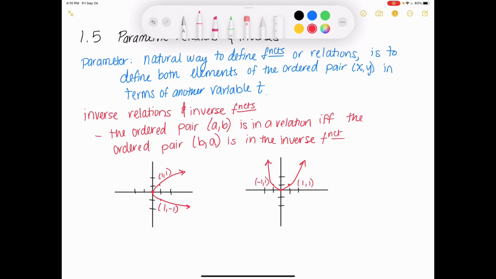So the ordered pair (a, b) is in a relation if and only if the ordered pair (b, a) is in the inverse. So that would be this one and this one. Technically you could say the same thing for the (1, 1), but the ones that I've drawn the little arrows to are the ones that'll show it to you, since they've got the positive and negative in it, specifically.